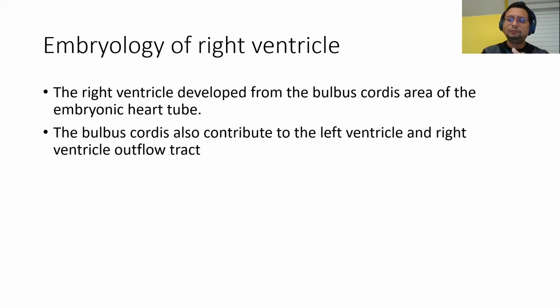Now this is important because there is a congenital heart disease called double outlet right ventricle. Because you understand now the embryological mechanism by which the heart developed, where the structure that gives rise to the right ventricle also gives rise to the left ventricle and right ventricular outflow tract, it makes sense that the entity called double outlet right ventricle exists.